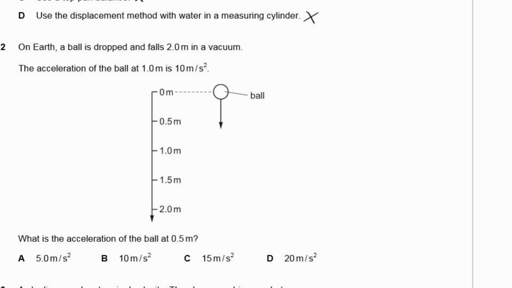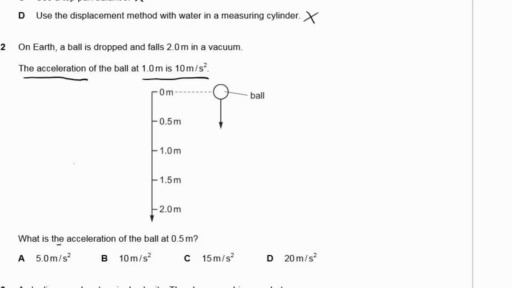On Earth, a ball is dropped and falls 2 meters in a vacuum. The acceleration of the ball at 1 meter is 10 meters per second squared. What is the acceleration of the ball at 0.5 meters? Alright, interesting question this. Why? Because if you're rushing and you read it through too quickly, you might assume they're asking you to find something to do with the speed. They're not. They're asking you to find the acceleration of the ball.